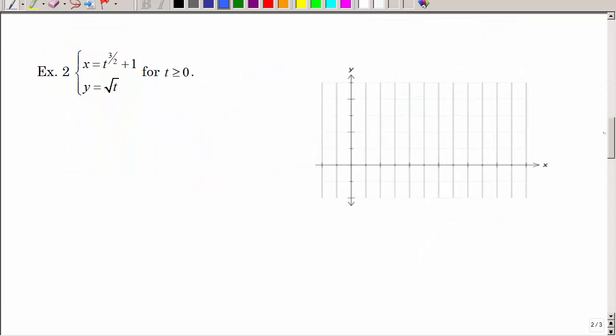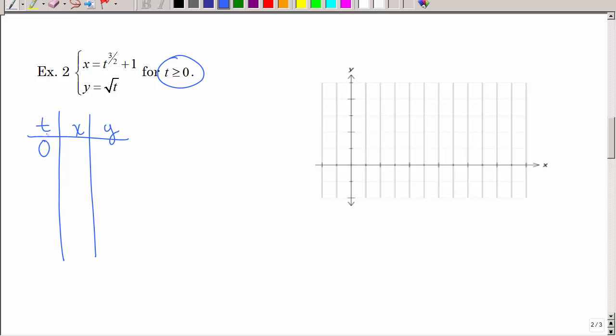Let's do the second one. All right, so we want to graph it, indicate its orientation, and then eliminate the parameter. You do not have to do it in any particular order. I like to graph it first. Again, my independent variable t, and then x, and then y. Okay, so look here. t can be as small as 0 and then keep going. So I could just randomly pick some numbers greater than 0, that's okay.